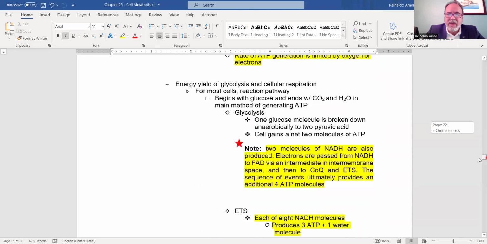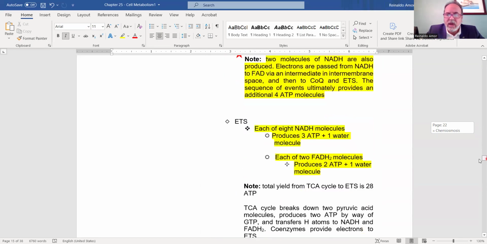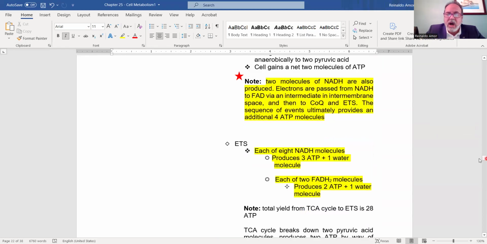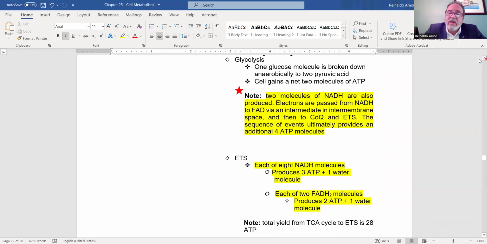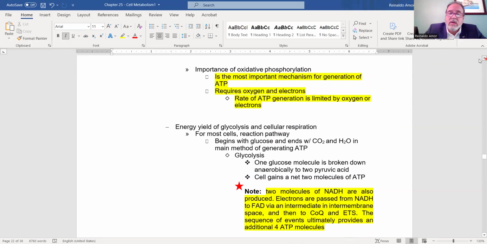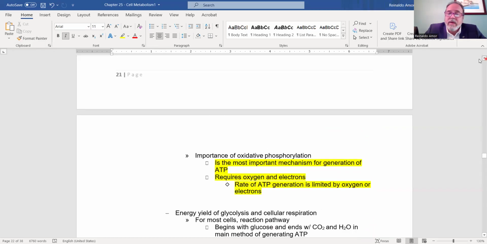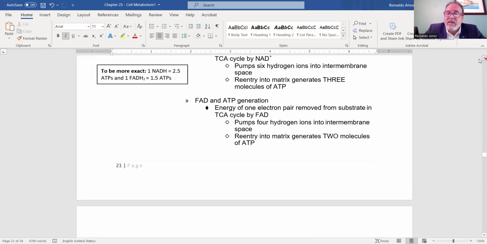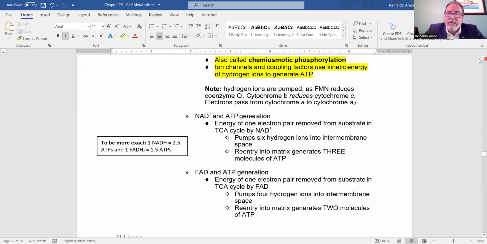Now, another thing that I want you to know: how many ATP molecules can be generated from one NADH? Okay, so from one NADH, that will give you what? One NADH gives you 3 ATPs. Is it 3 ATPs? Yeah.